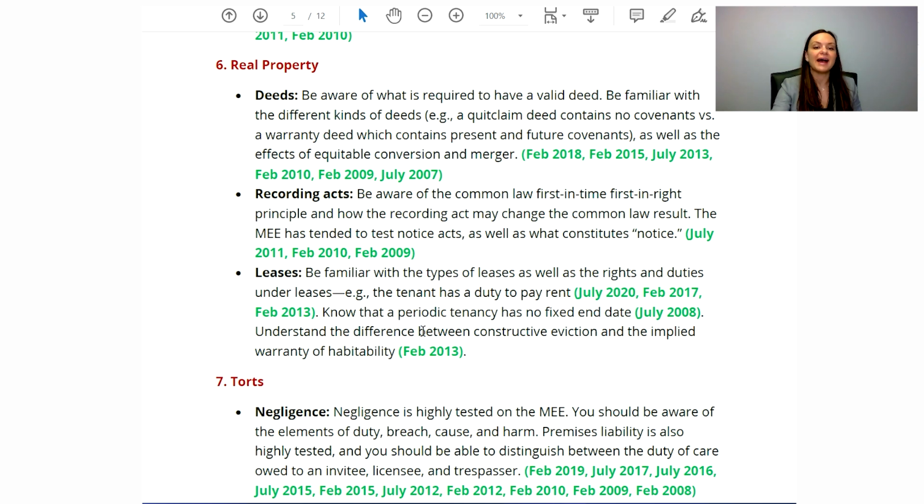Additionally, more recently than not, they've been testing some landlord-tenant issues like different types of leases and the duties and responsibilities of both landlords and tenants. So make sure this is something that you're not skipping over in your review of real property generally.